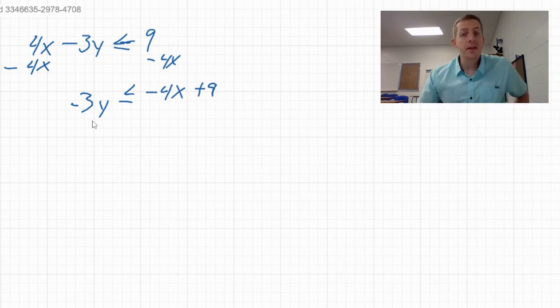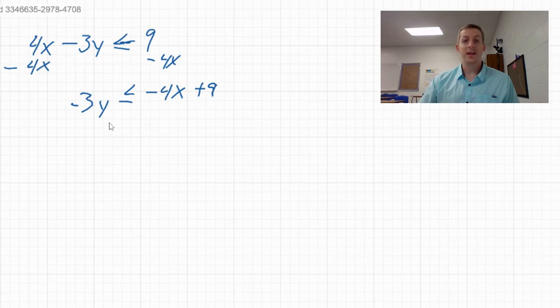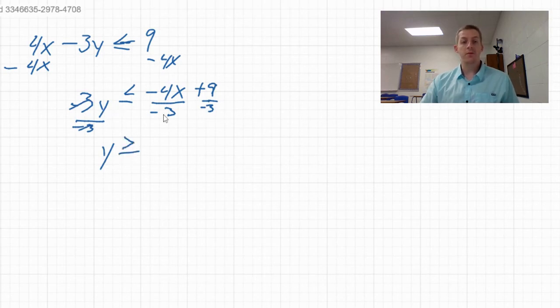Okay, now I'm dealing with a negative number here. So what do I need to do? What's going to happen to my sign? I'm going to divide by -3 on both sides, and I have to divide everything by -3. And this goes down to 1, so it's just going to be y. I dealt with a negative number, so I have to flip my sign. So now it's going to be greater than or equal to.